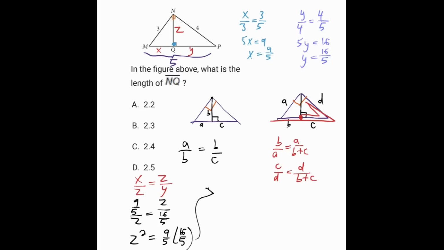Now, I'm not going to multiply this out because it's actually better if you don't. If you take the square root of both sides, you get Z equals the square root of 5 times 5, which is 5. And on the top, the square root of 9 times 16, which is 3 times 4. So in other words, we took the square root before multiplying because it made it easier. And what do we end up with? 12 over 5, which is 2.4, which, believe it or not, is answer choice C.